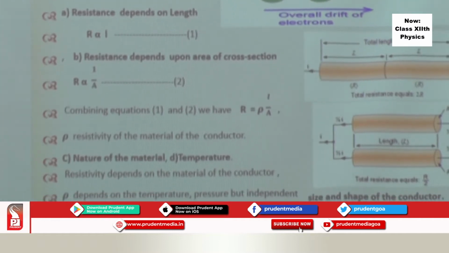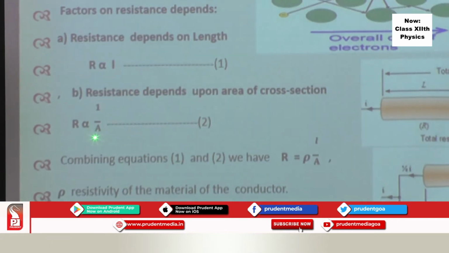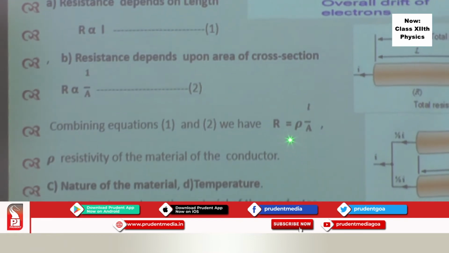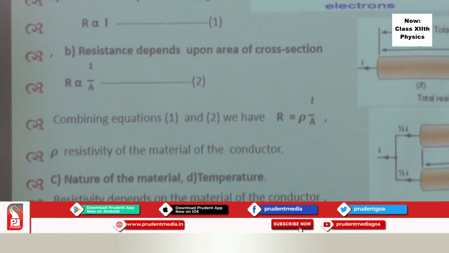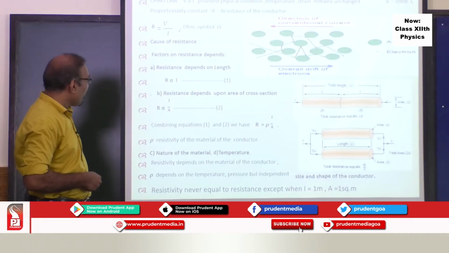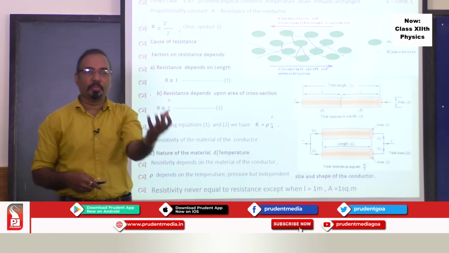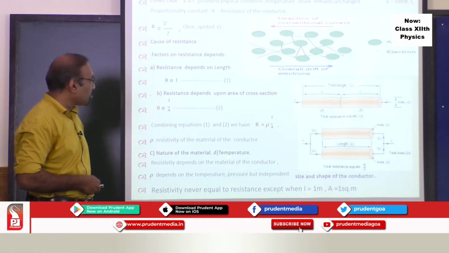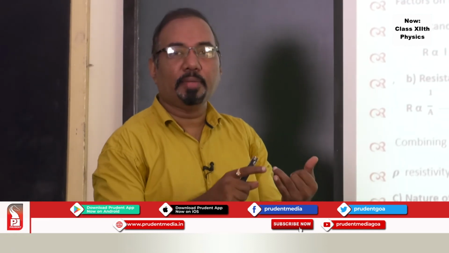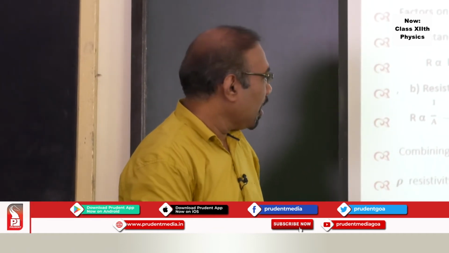So resistance depends on length, resistance depends on area of cross-section. The proportionality constant which comes into play is called the resistivity of the conductor. It is also called specific resistance. Now, the third factor on which the resistance depends is the nature of the material. Copper, aluminum, any conductor, if you take a different material, its resistance will be different. It also depends on temperature. So resistance can depend on the length of the conductor, area of cross-section, nature, and the temperature surrounding the conductor.